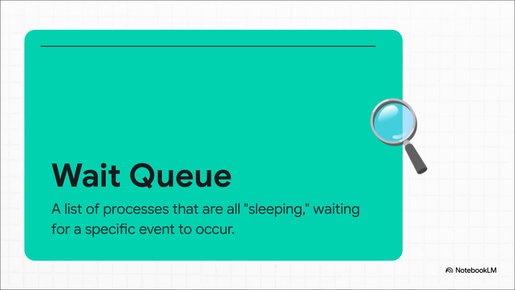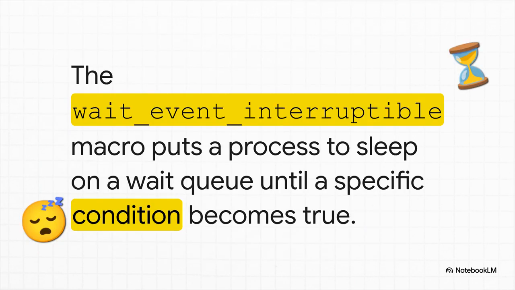You know the best way to think about this? Imagine you're at a super busy restaurant. You give your name to the host, they put you on a waiting list, and you go sit down. You're effectively sleeping. When your table is finally ready, they buzz you and wake you up. That's a wait queue in a nutshell. In your code, this magic is handled by a function like wait_event_interruptible.